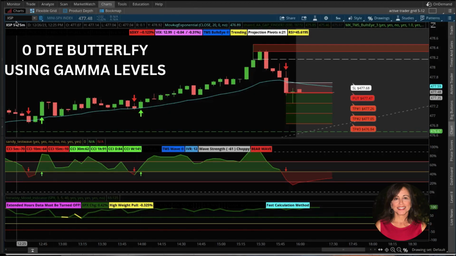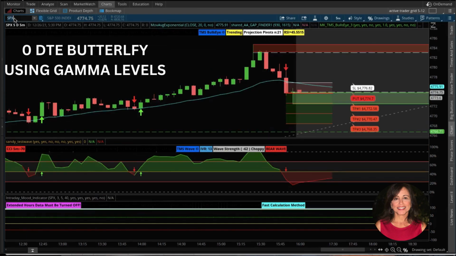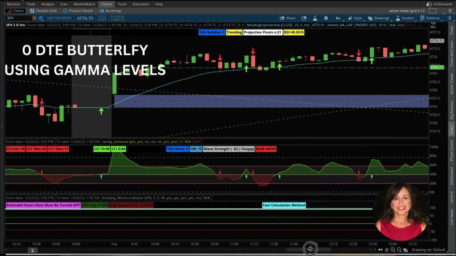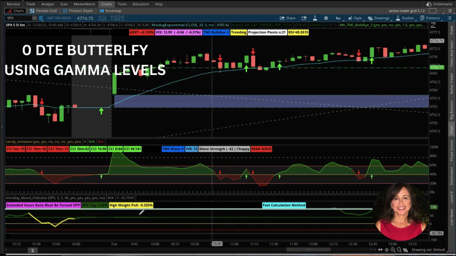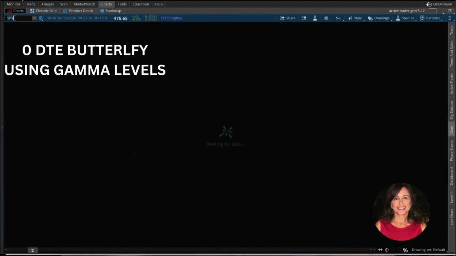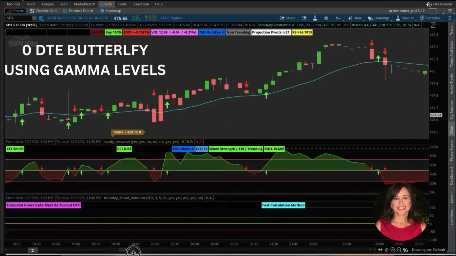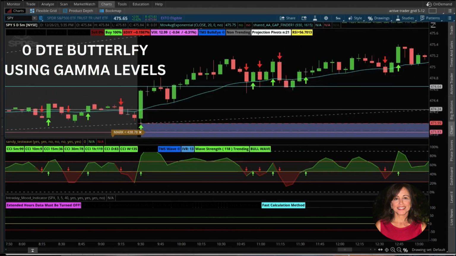Today we're going to talk about doing zero DTE butterflies and how we use gamma in our system to create those butterflies. So today we were looking at SPX. Let's just take a quick look at SPY. My pre-market levels come up nicely on SPY, which on indexes they don't. Some indicators don't work on indexes, which you probably already know.